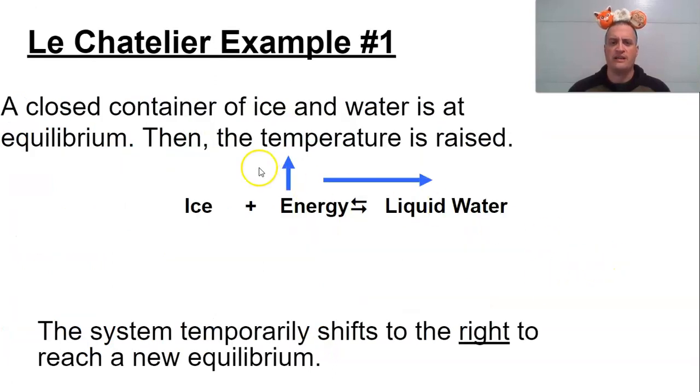So, couple examples. Closed container, ice and water at equilibrium, temperature's raised. Well, if we increase the temperature, that means there's going to be more liquid water because there's more energy involved. This is an endothermic reaction. Okay? Ice melting is endothermic. It takes energy in to make liquid water. The system temporarily shifts to the right to reach a new equilibrium, a change in amount.